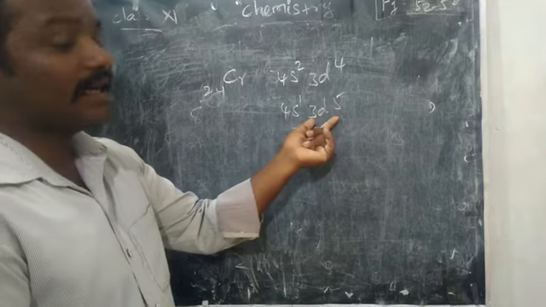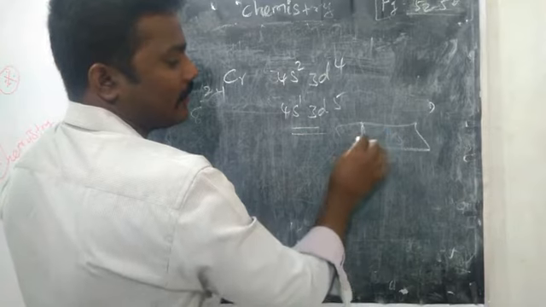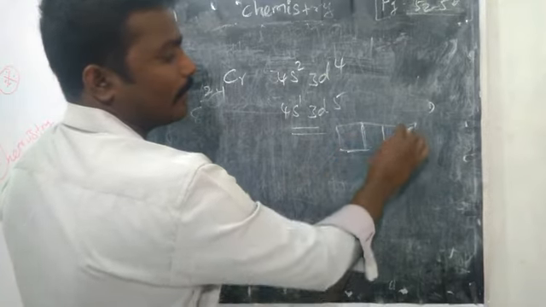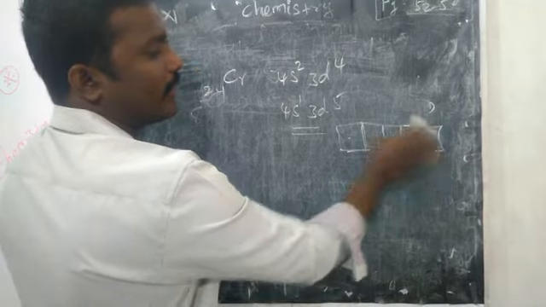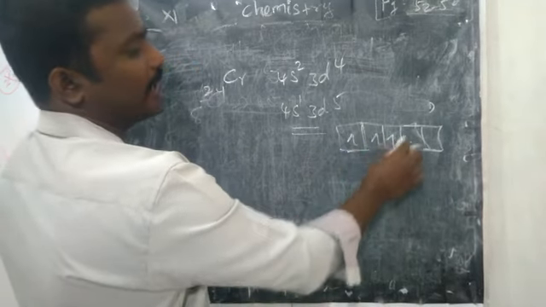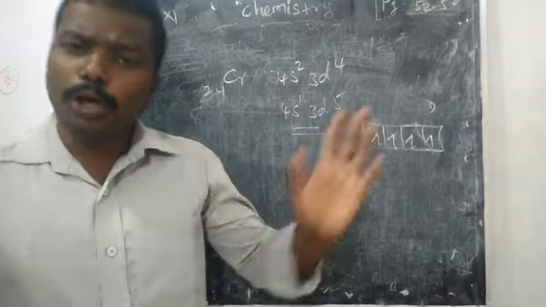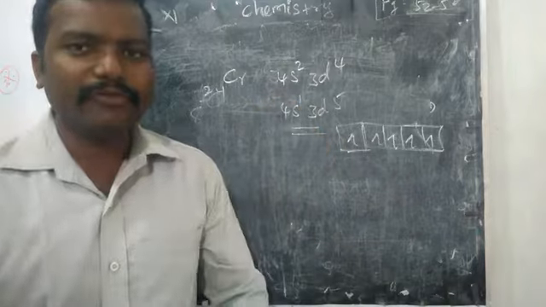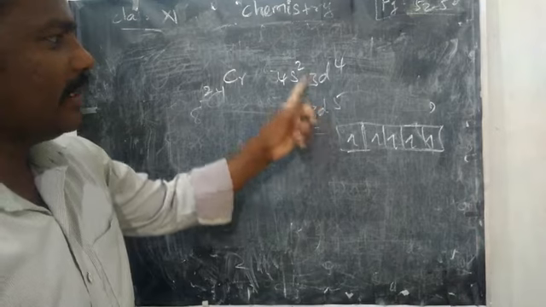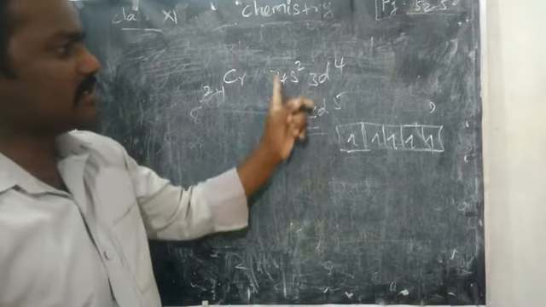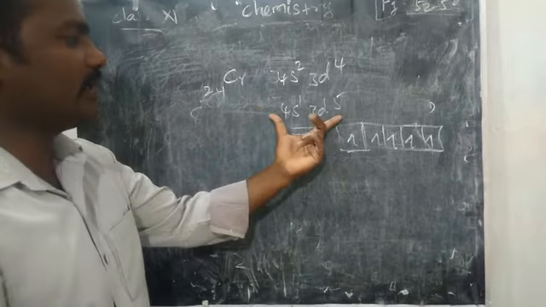Here you see d means 5 boxes, 5 orbitals: 1 2 3 4 5. Half-filled nature means more stable. Completely filled as well as half-filled orbitals are more stable. That's why one electron from the s is jumped over to the d orbital. It makes a half-filled electronic configuration.